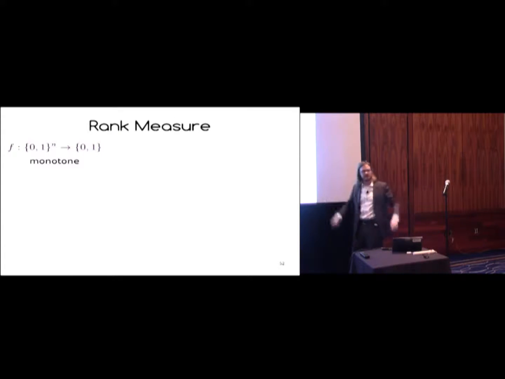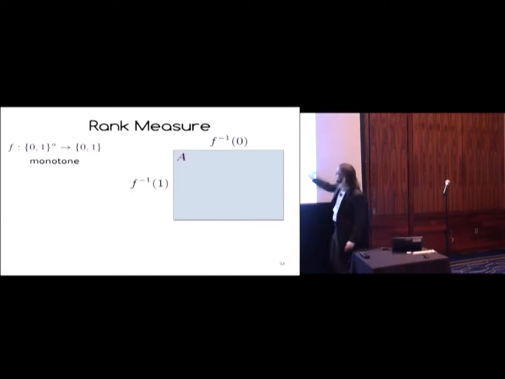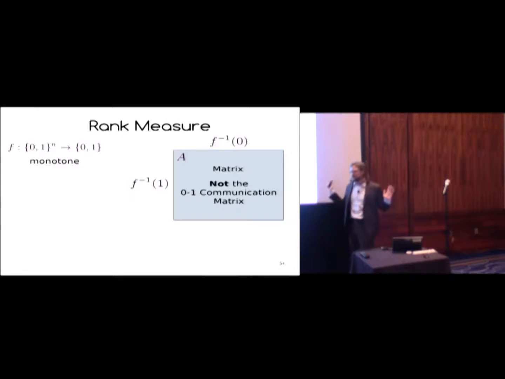So it's monotone with respect to increasing bit strings, right? Okay. So we're going to have some matrix associated with f. I'm going to label the rows with 1s of f and the columns with 0s of f. And this is just an arbitrary matrix. Don't conflate this with the communication matrix or something. It's just some matrix over some field.